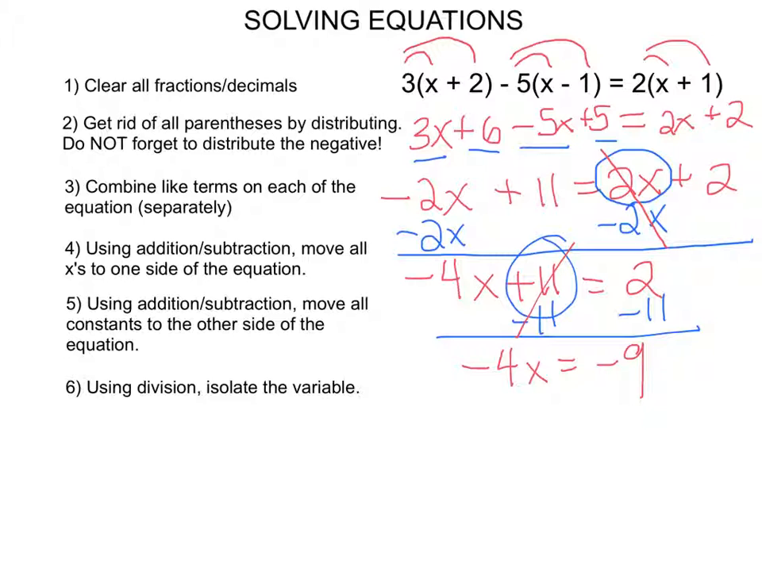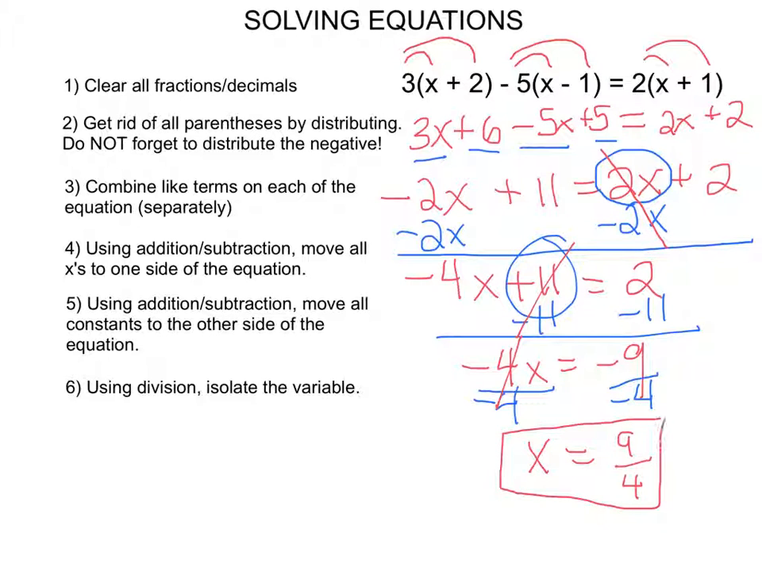And we're getting close to the end because we can see that x is almost by itself. So step 6 says using division, isolate the variable. Isolate means get the x by itself. And so what we're going to do is divide both sides by negative 4. And again, the reason that we do this is because negative 4 divided by negative 4 is just 1. And so on the left-hand side, we're left with just x, which is exactly what we want. On the right-hand side, negative 9 divided by negative 4 just gives me 9/4. And there we go. That is our answer.